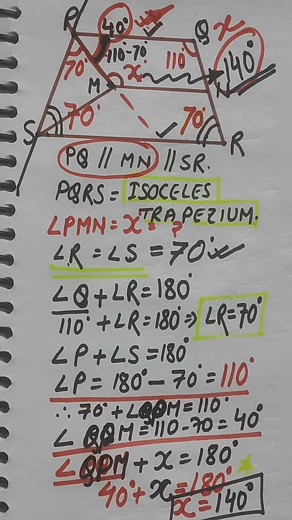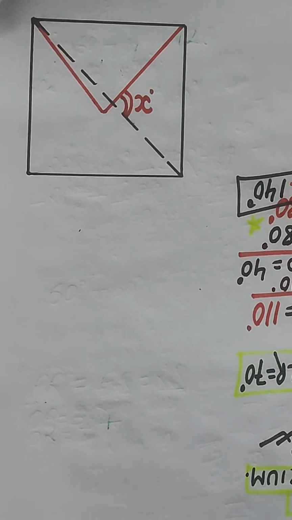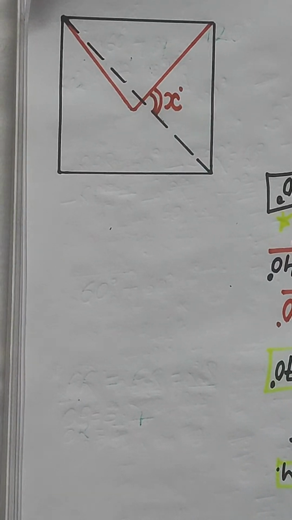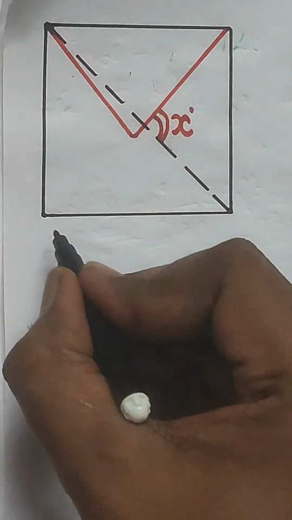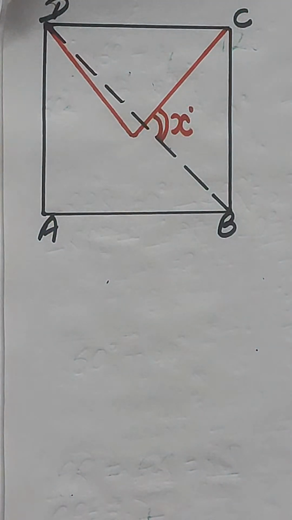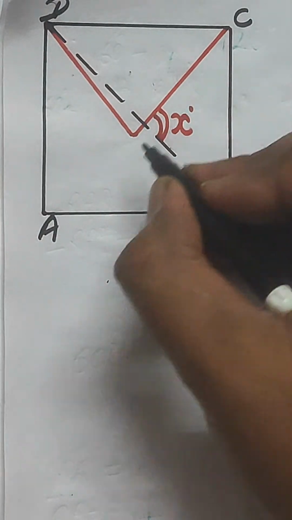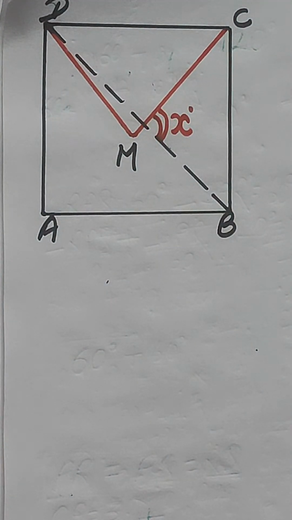Now coming to the second question. The second question is this one. I've already drawn the figure. Here in this question, ABCD is a square as given to you. ABCD is a square given to you, right? And MDC, here it's M, MDC is an equilateral triangle, right? Now we need to find the value of this x, right?